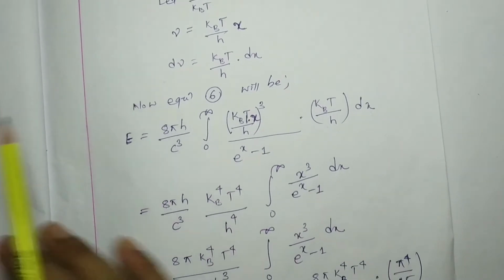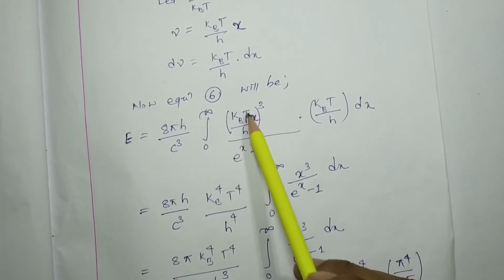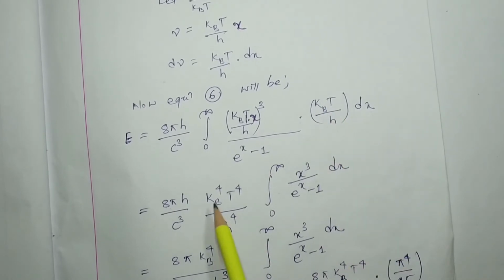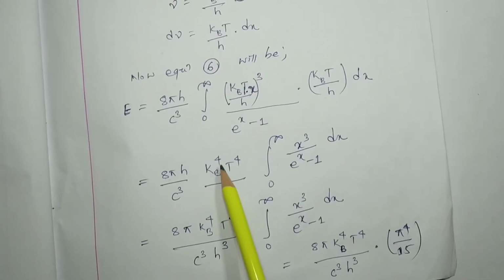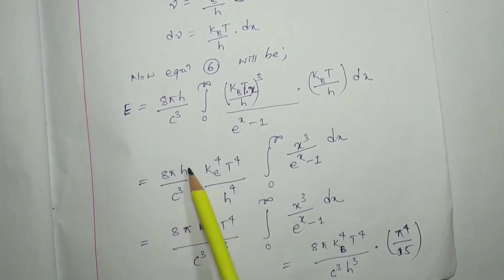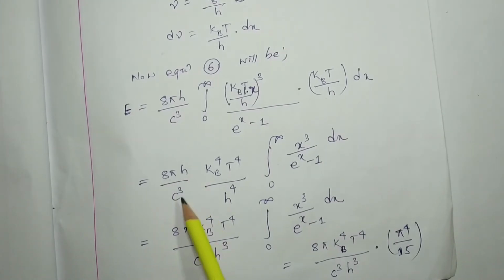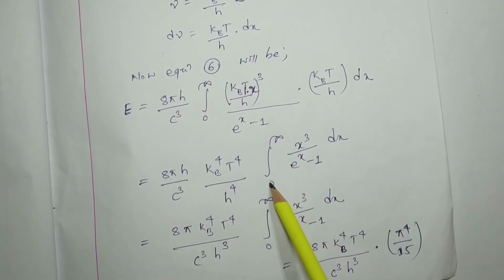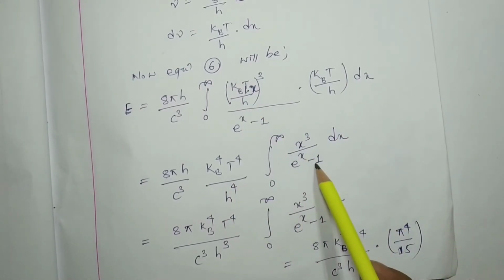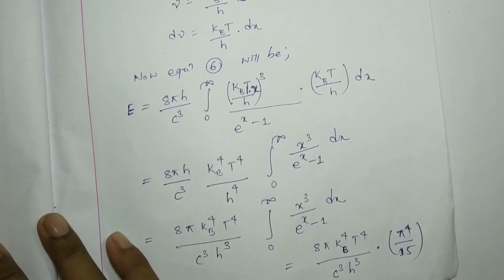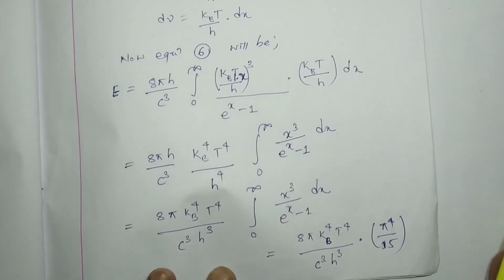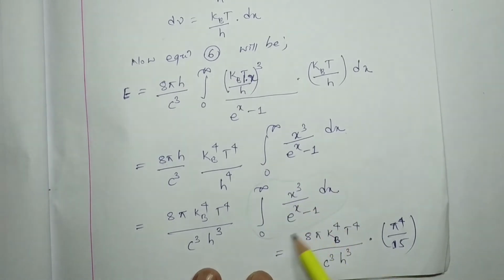So here you can see that kBT by h cube, kBT by h, so it will be kB to the power 4, T to the power 4, h to the power 4. Already this constant is here, so 8π h by c³, kB to the power 4, T to the power 4 by h to the power 4, and integration of 0 to infinity only x cube by e to the power x minus 1 dx. If you integrate this one, you will find π to the 4 by 15.